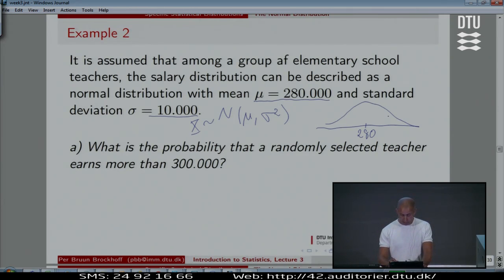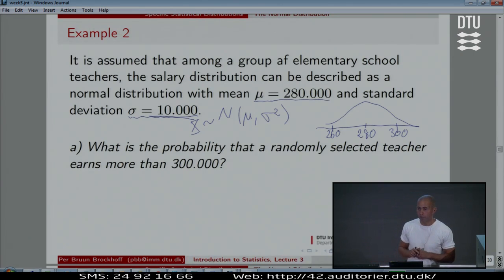Because I have learned that if I take 2 standard deviation steps to the right, that means 10,000 Danish kroner each, that would be up to 300. And if I take 2 by 10, that is 20 to the left, that would be 260,000. This is my sketch of the distribution that I have been given as a model for the situation. That is to say that approximately 95%, now I almost answer my own question here, approximately 95% of all teachers have a salary between 260 and 300,000 kroner.